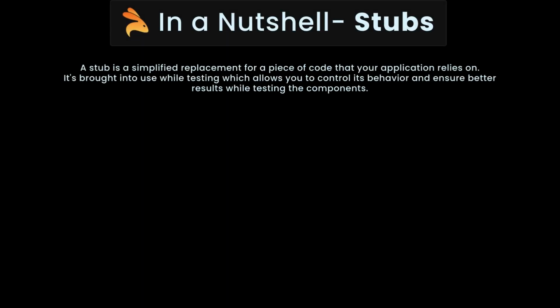Let's understand stubs in a nutshell. By definition, a stub is a simplified replacement for a piece of code that your application relies on. It's brought into use while testing, which allows you to control its behavior and ensure better results while testing the components.